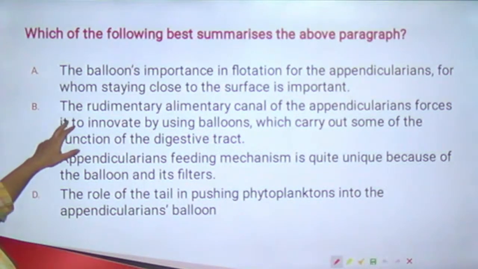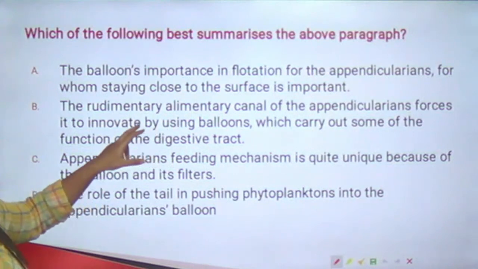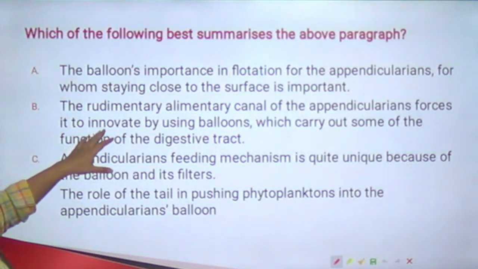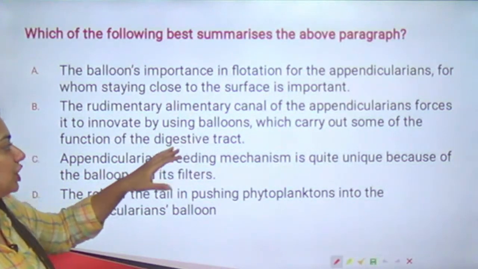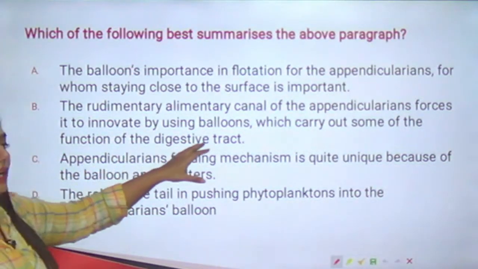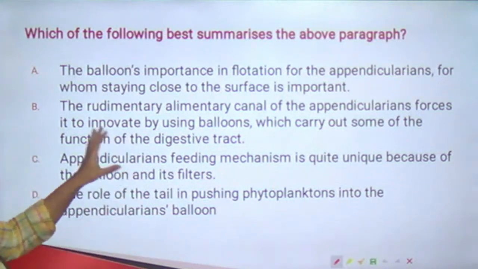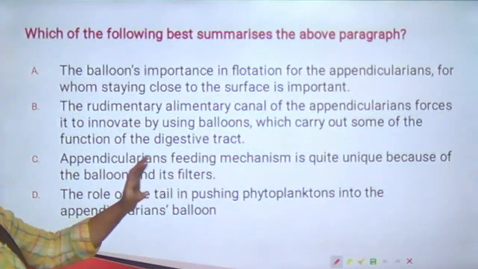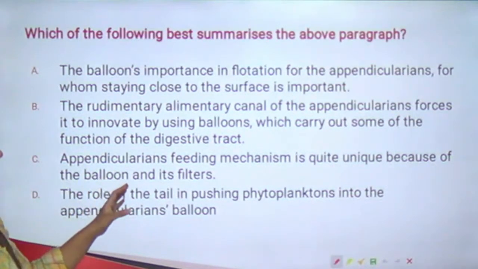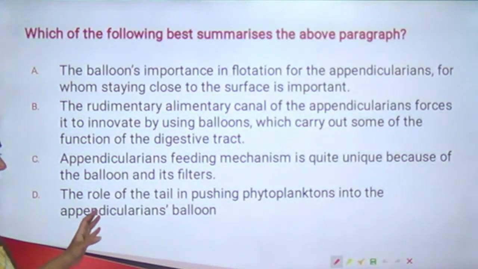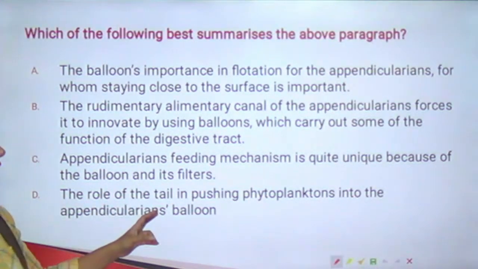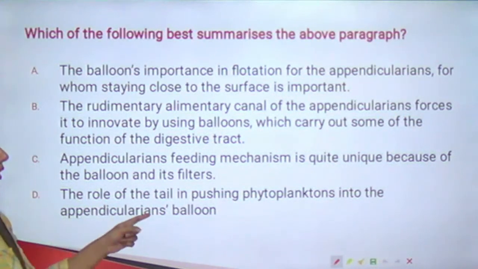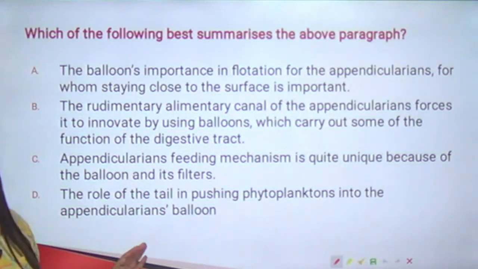The second is the rudimentary elementary canal of the appendicularians forces it to innovate by using balloons which carry out some of the functions of the digestive tract. Was this the focus of the passage? And the third one is appendicularian's feeding mechanism is quite unique because of the balloon and its filters. And the fourth one is the role of the tail in pushing phytoplanktons into the appendicularian's balloon. It seems as if the last one is incomplete.